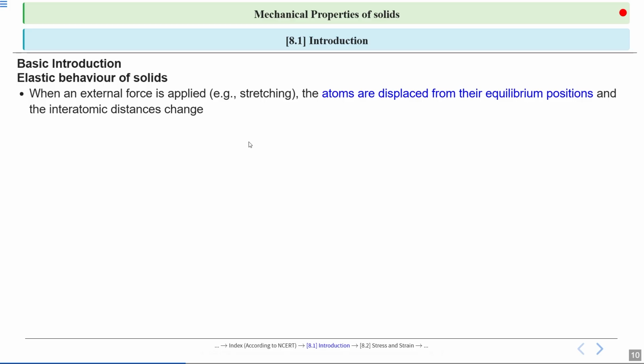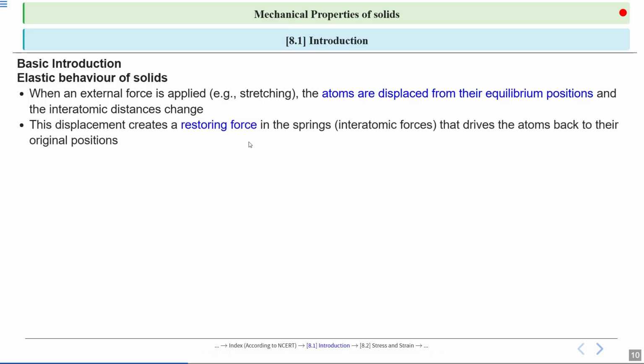So this force, the displacement here, creates a restoring force in the springs, the interatomic forces, that drives the atoms back to their original positions. It's the restoring force that allows materials to regain their shape once the external force is removed. Think of it like a rubber band snapping back after being stretched.